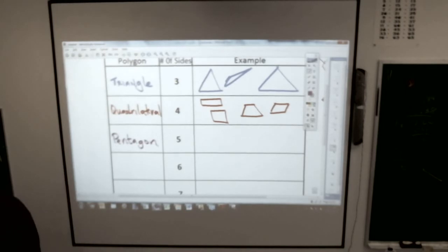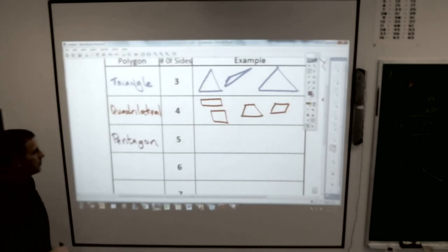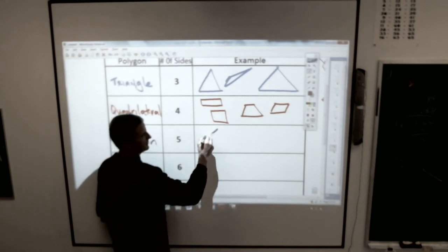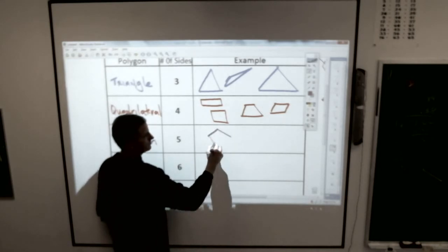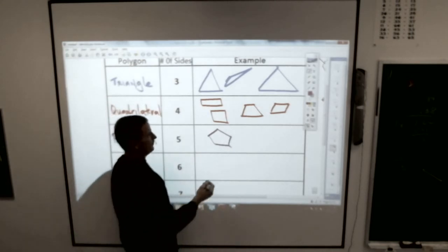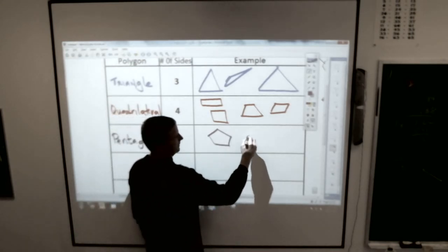A pentagon. Hold on, I gotta see if they give us any. And it's tough to make one. The one we usually think about when we think about a pentagon is like this one. A baseball, a house kind of shape thing. But remember, any shape that has 5 sides is a pentagon.